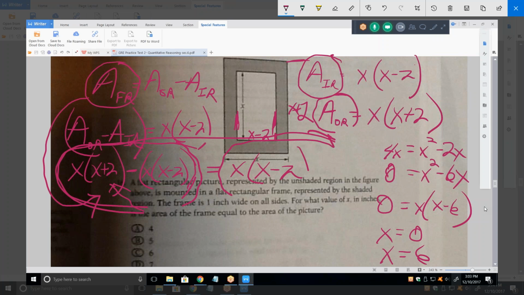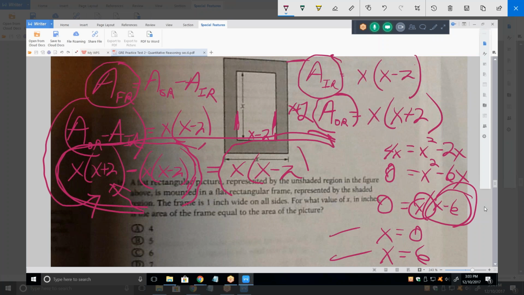Just out of curiosity, how do you get the 2 x's so that one equals 0 and one equals 6? Anytime you have 2 things multiplied together that equal 0, one of them has to be 0. That can be 0 or that can be 0. And if you set each to 0, you get that solution and you get that solution.